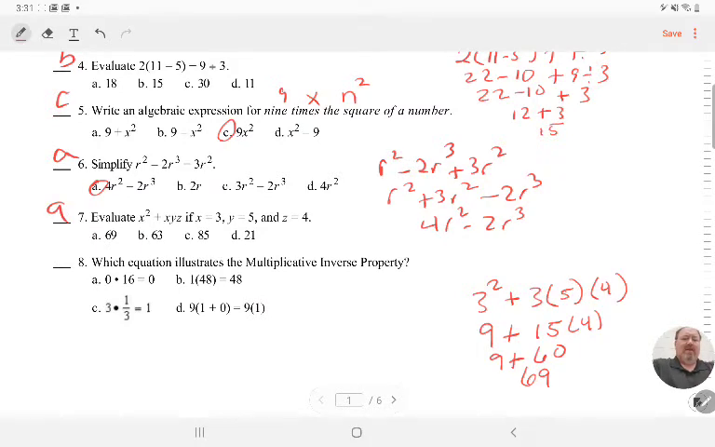Okay? And then number 8, which equation illustrates the multiplicative inverse property? Again, multiplicative inverse is dealing with reciprocals, and it's two numbers that multiply together to get 1. So that would be 3 times 1/3 equals 1. So that's C.